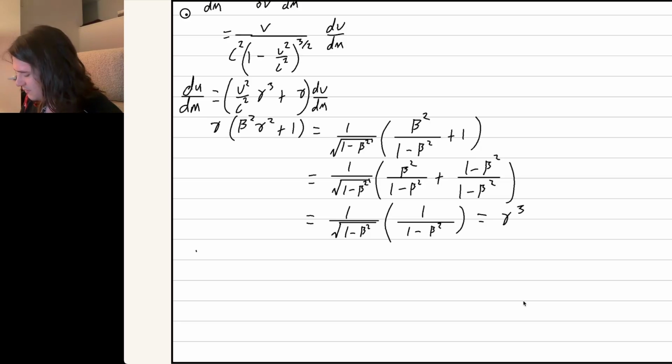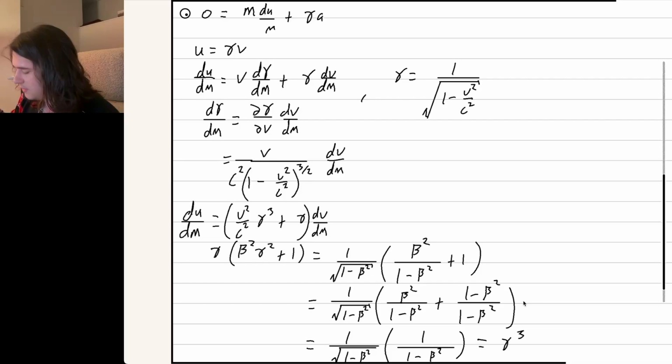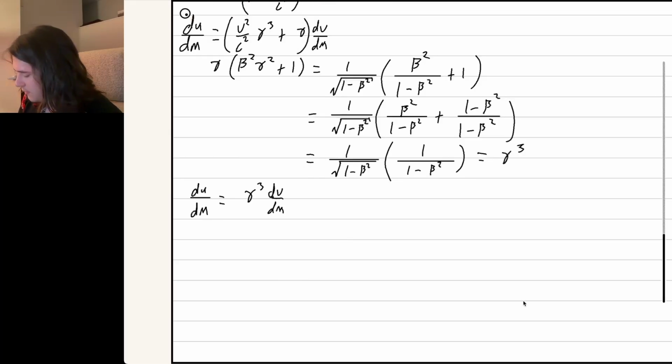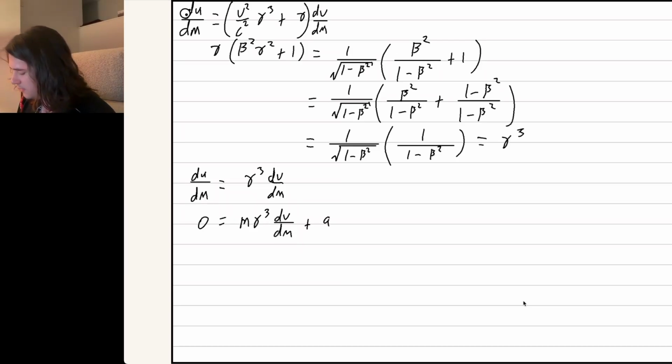So now we know that du dm is just gamma cubed dv dm. Plugging that back into our differential equation from way back when, we just have 0 is equal to m gamma cubed dv dm plus a gamma a.